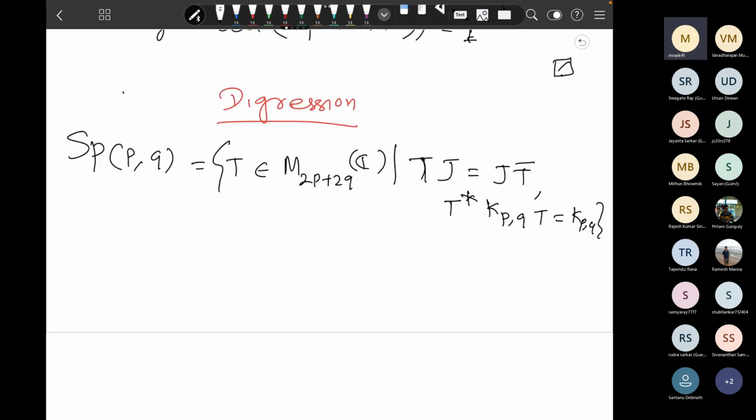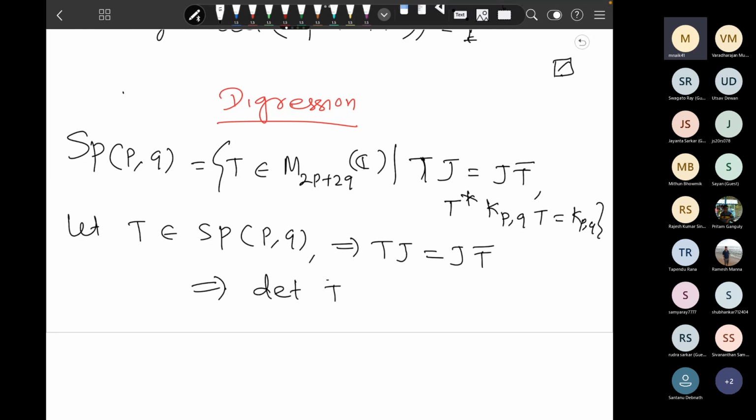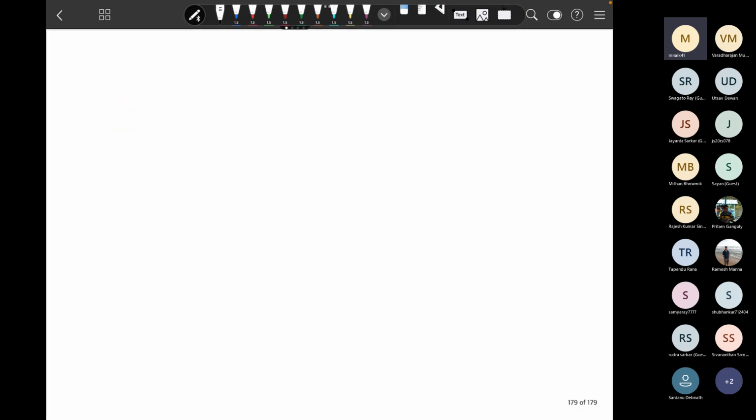Okay. Now let T belong to SP(p,q). This implies Tj is equal to j t-bar, and from this condition I have shown that determinant of T belongs to R. This is a real number. So now, as T star K(p,q) T is equal to K(p,q), you take the determinant on both sides.